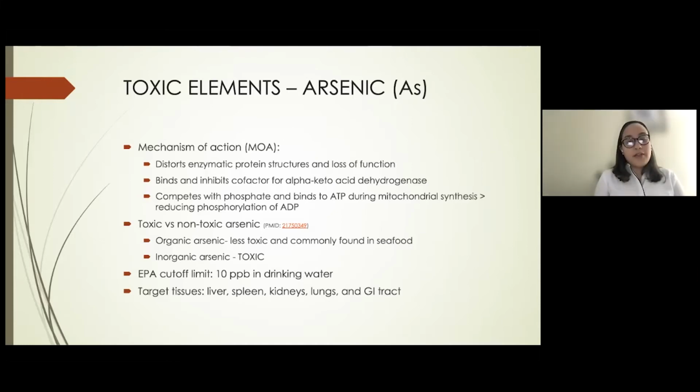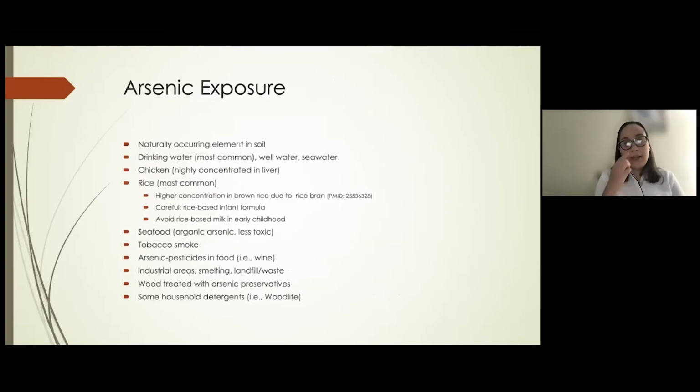So there are two main forms of arsenic: a toxic form and a less toxic form. Organic arsenic is the less toxic form, and you commonly find that in seafood. And then there's inorganic arsenic. That's what we caution individuals about, and that's the toxic kind. We'll talk about places where we can find inorganic arsenic in the next slide. The EPA cutoff limit is 10 parts per billion in drinking water, and its target tissue is mainly the liver, spleen, kidneys, lungs, and GI tract. But again, like any good toxic element, it can really hide in any tissue space.